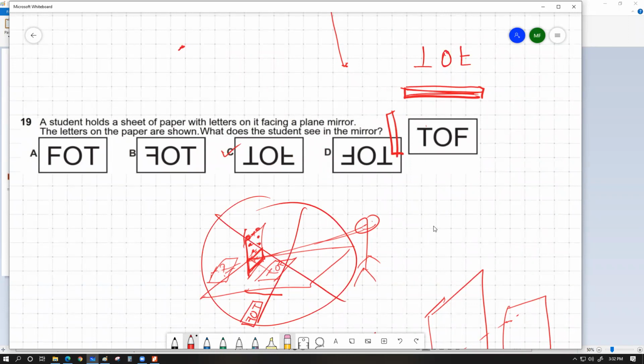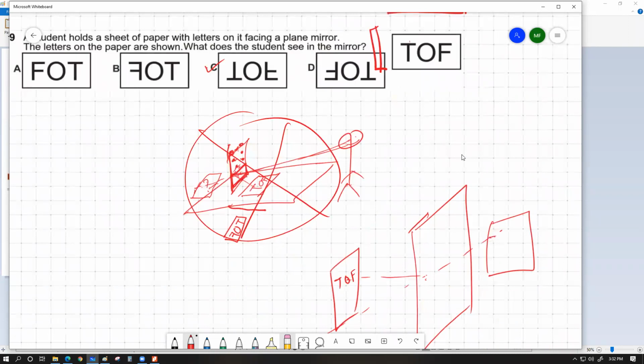The question says that a student holds a sheet of paper with letters on it facing a plane mirror. So this is supposed to be the setup, where the entire image should be reflected off the plane mirror and it should be seen behind the mirror. If it's behind the mirror, it's simply going to get a lateral inversion. So this whole thing should be inverted backwards, inverted horizontally. So that should be FOT, something like that. Yeah, B is the correct response, not C. I'm sorry. I misunderstood the question.